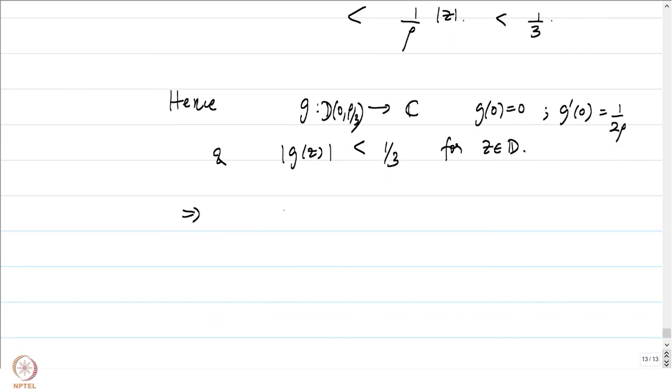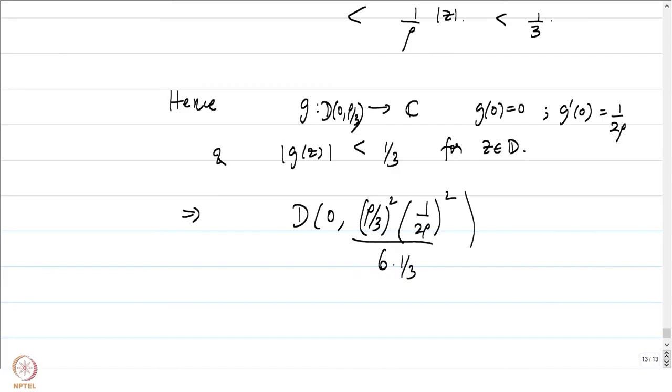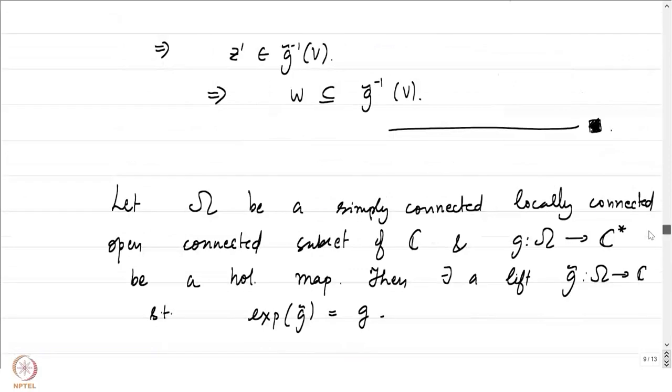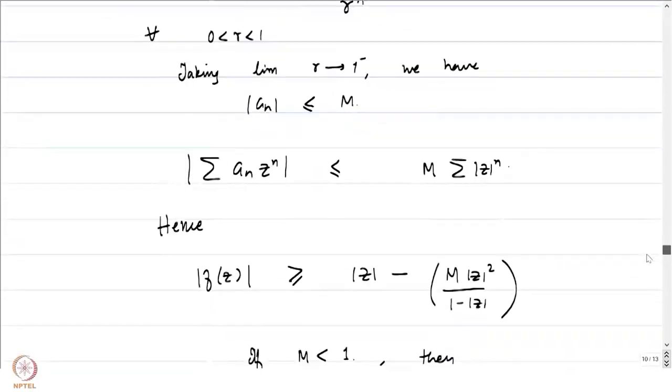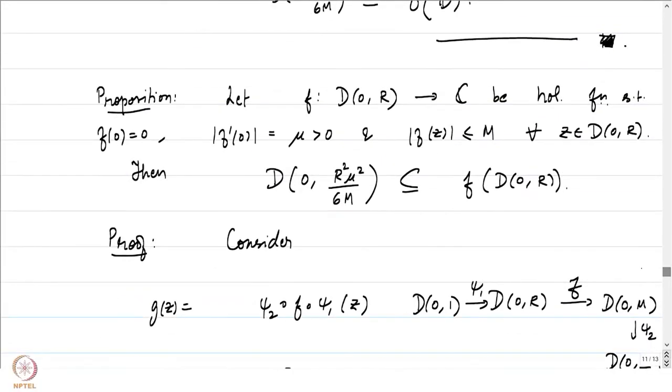So this tells us that d0, what is r square here? Rho by 3 the whole square, r square mu square. Mu square is 1 by 2 rho the whole square by 6 times 1 by 3. This is precisely what we are interested in. This is contained in g of d0 rho by 3, right? Let's just go back and see what was the conclusion previously made. The conclusion was that d r square mu square by 6m is contained in f of d 0 r.